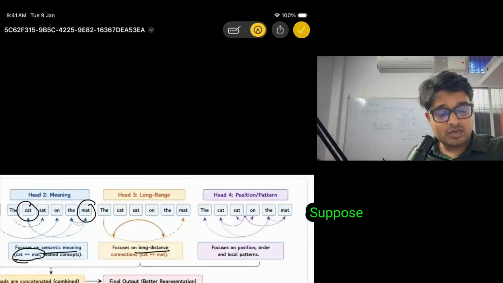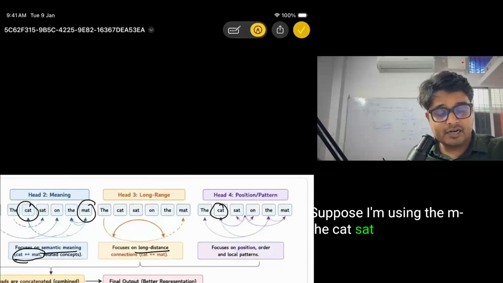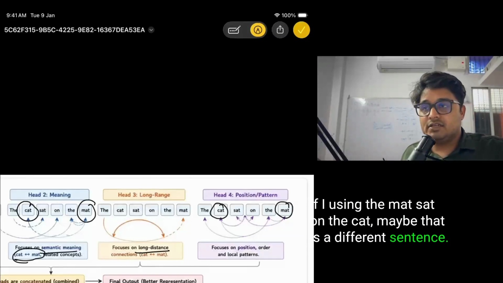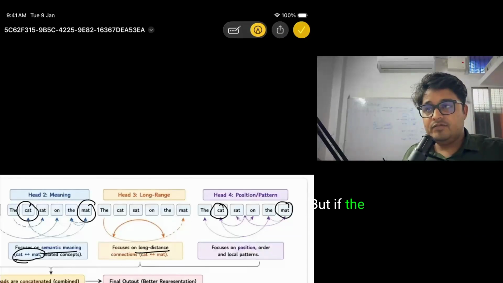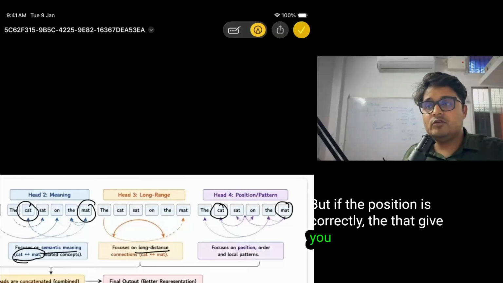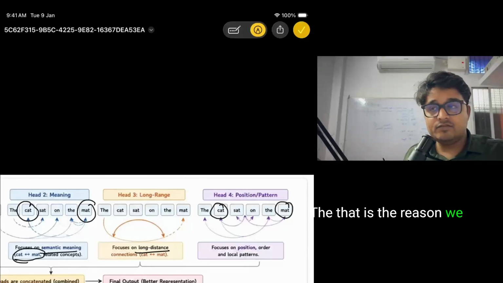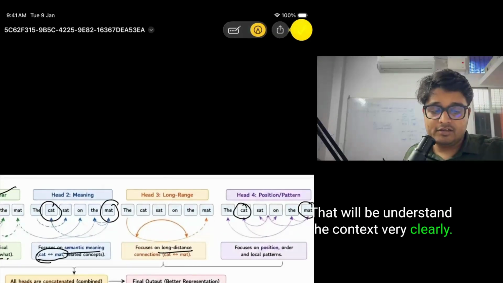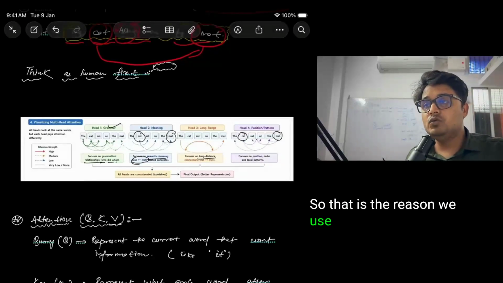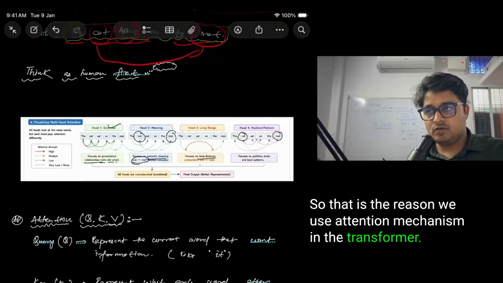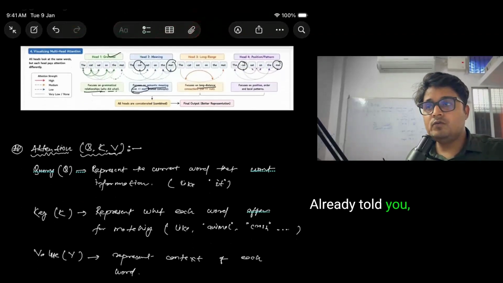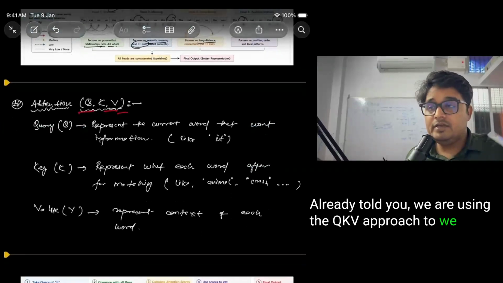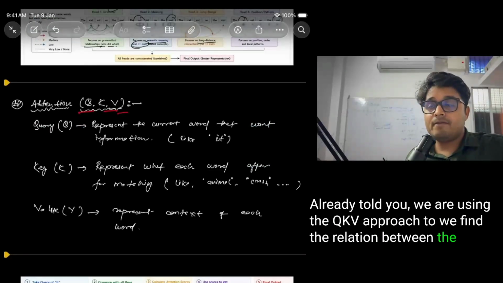Suppose I use "the cat sat on the mat." If I use "the mat sat on the cat," that is a different sentence. But if the position is correct, that will give you better context. That is the reason we use multi-head attention: it helps understand the context very clearly. So that is the reason we use the attention mechanism in the transformer. I already told you we are using the QKV approach to find the relation between the words.